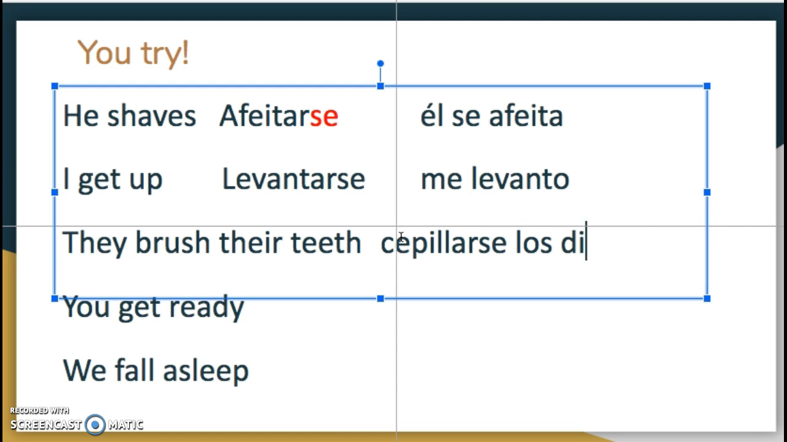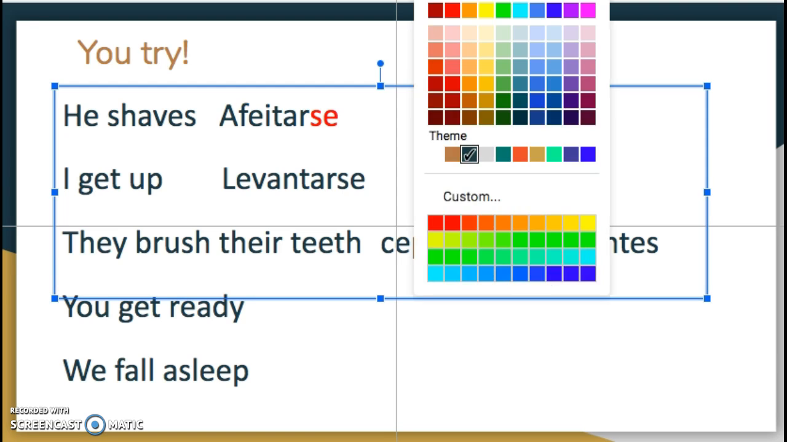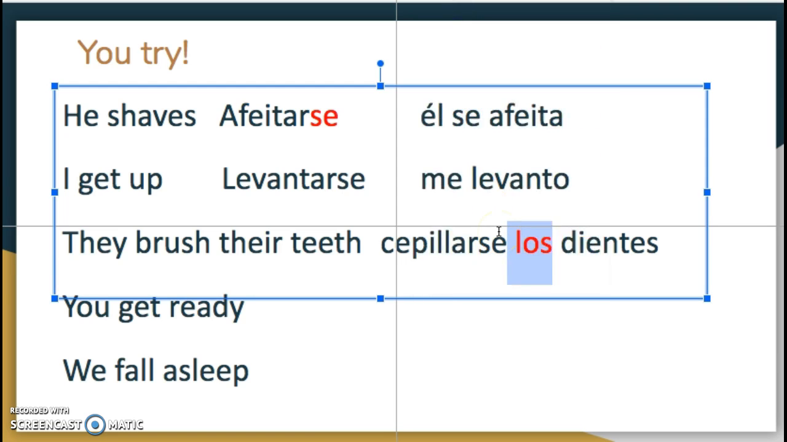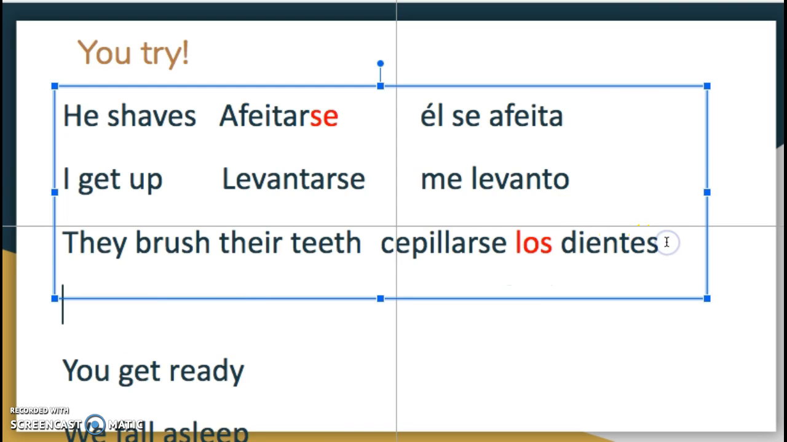They brush their teeth. Cepillarse los dientes. Yeah, you do need the los dientes because you could brush your hair too. And notice I didn't say their teeth. I just said los. Since you're already doing it to yourself, you don't need to say their. I know they're in your mouth. So you just use the article el, la, los, or las. So, cepillarse los dientes. I'm going to take off the se and just conjugate it for they.